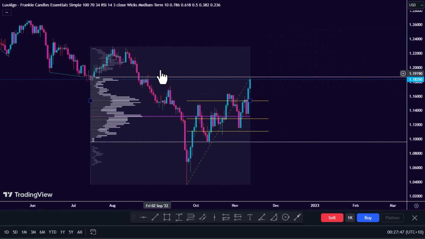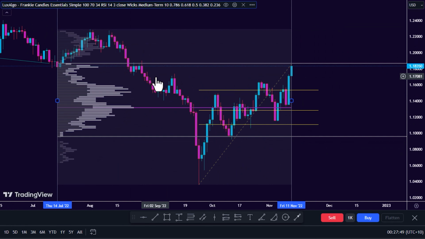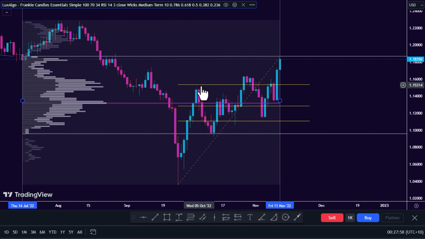How does the Frankie Candles Essentials Support and Resistance Strategy work in the market? The Frankie Candles Essentials includes an MTF Golden Pockets feature displaying Fibonacci retracements on the user chart. These can be used to identify optimal trade entries, OTE, or serve as support resistance levels.